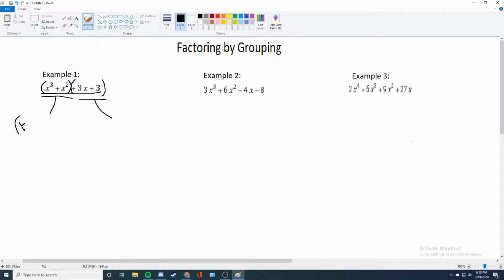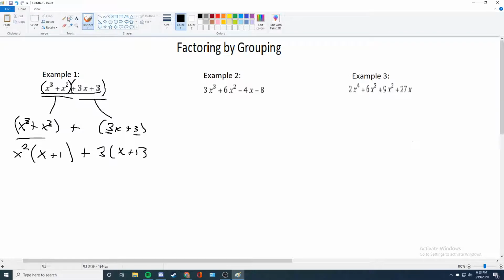So first we have the x cubed plus x squared, and then we're going to add that 3x plus 3 group. If we factor this one out, we can see that these each have a common factor of x squared, because we have an x cubed and an x squared. So we can pull that x squared out and get x plus 1. And then over here we have a 3 and a 3. So we can pull that out and get x plus 1 on the inside.